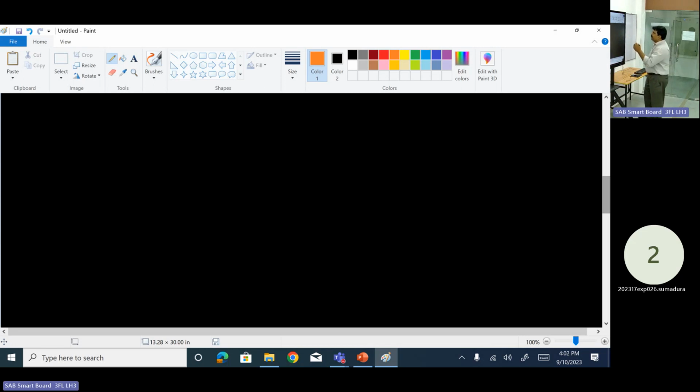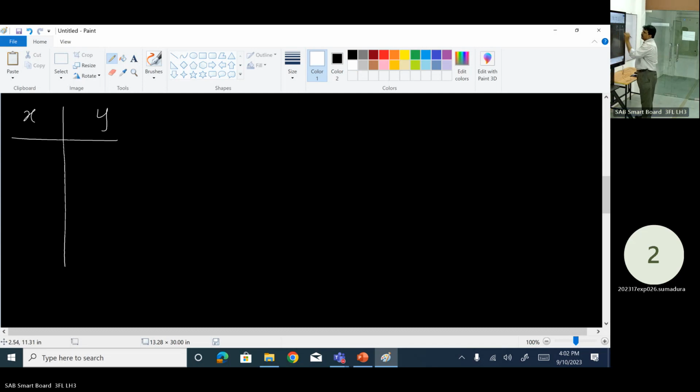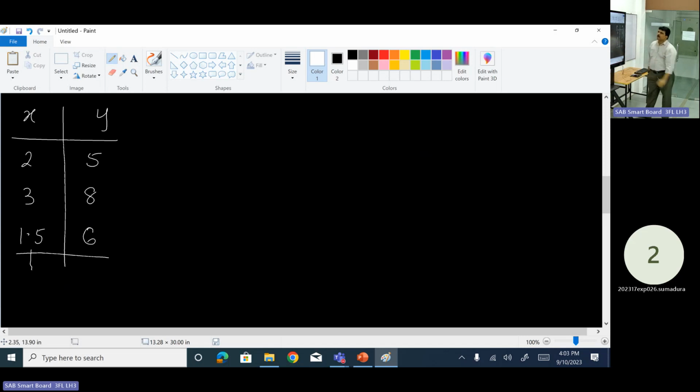Now forget about this model and everything. Suppose you have some data, x values and y values given. No need to write, just try to get the things. Say when x equals 2, y is 5. When x equals 3, y is 8. When x equals 1.5, y is 6. Okay, we have a data set of 3 points.